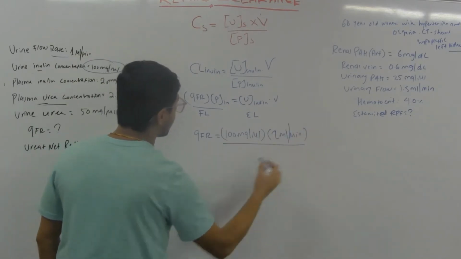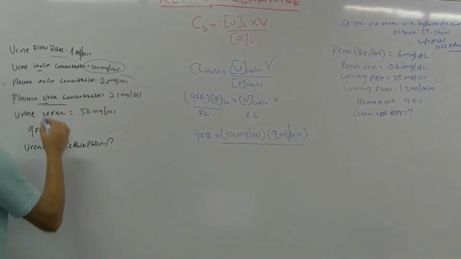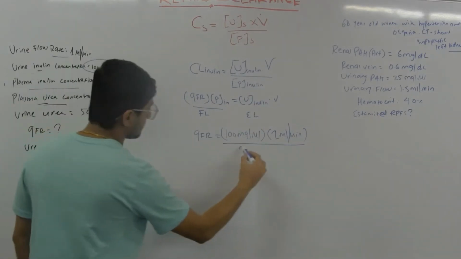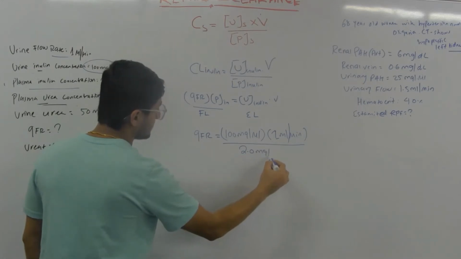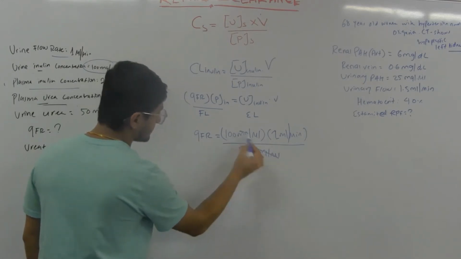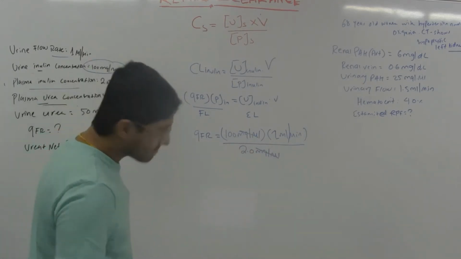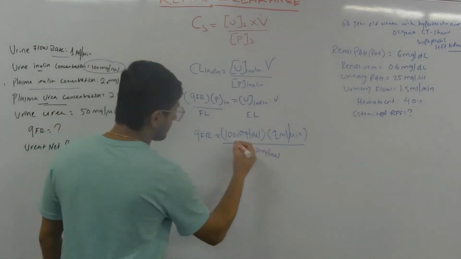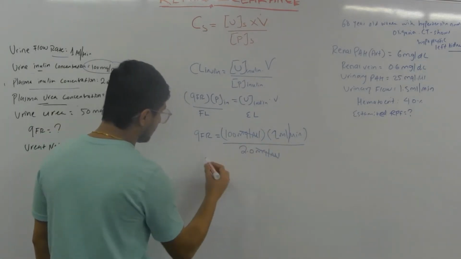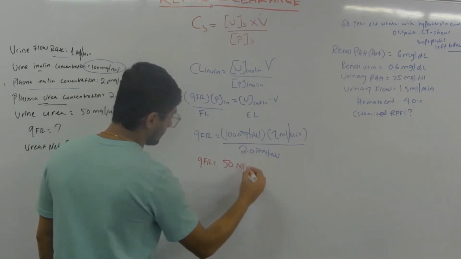You divide that by the plasma concentration of inulin, which is given right here: 2.0 milligrams per ml. The milligrams per ml units cancel out. So 100 times 1 is 100, divided by 2. Your GFR should equal 50 ml per minute.